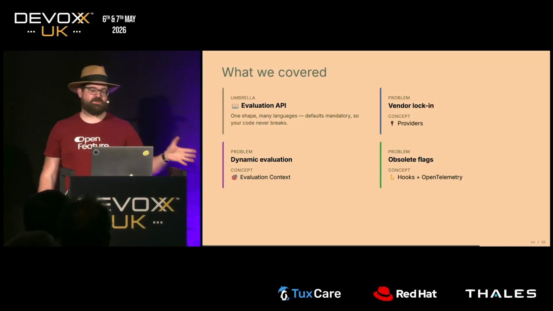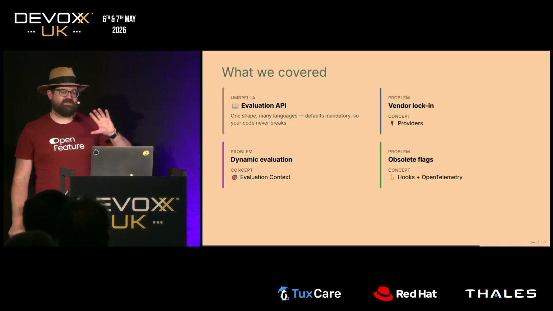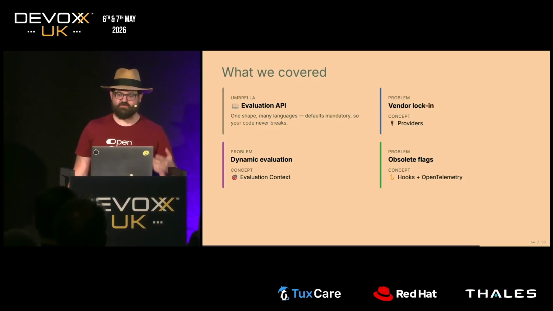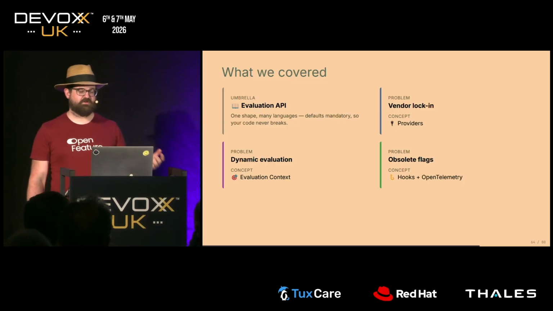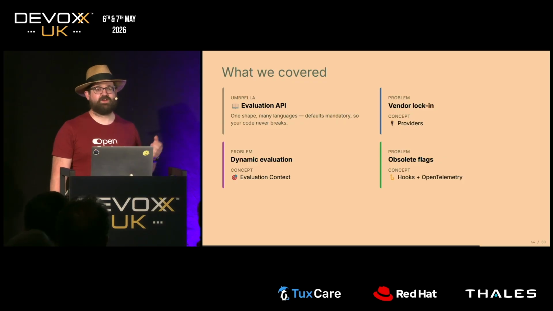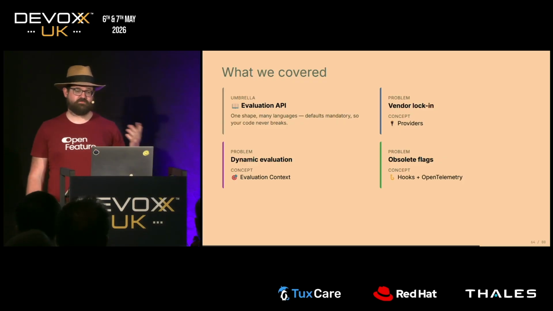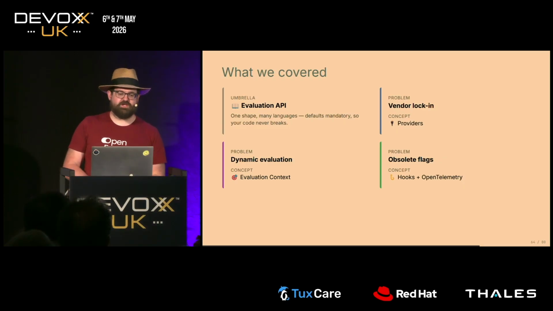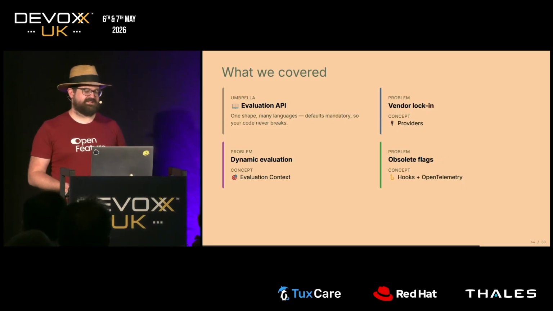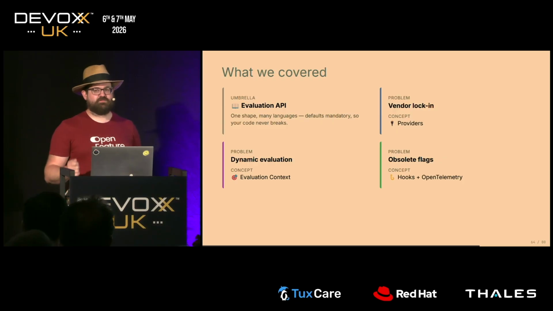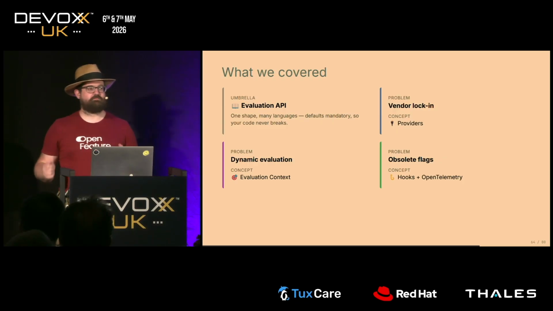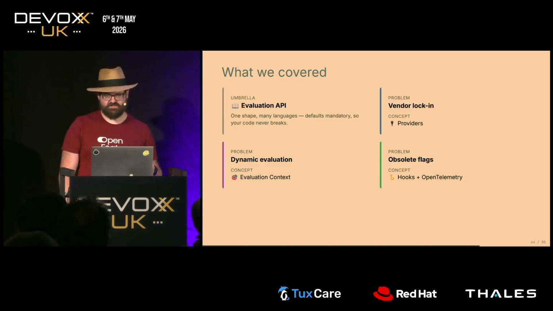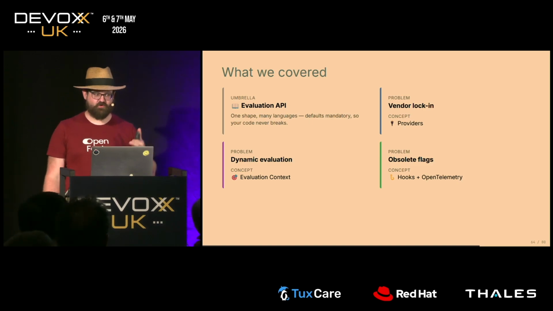I showed you how you can work against the vendor lock-in problem with the providers. You can have a vendor, you can use an official OpenFeature provider, or you can even write your own provider for your own feature flag management system. We talked about the problem of dynamic evaluation and how the evaluation context allows you to do user-based evaluation, but also allows you to reduce the blast radius of bugs, for example. And we took a look at obsolete feature flags and utilized this to show you the concept of hooks.